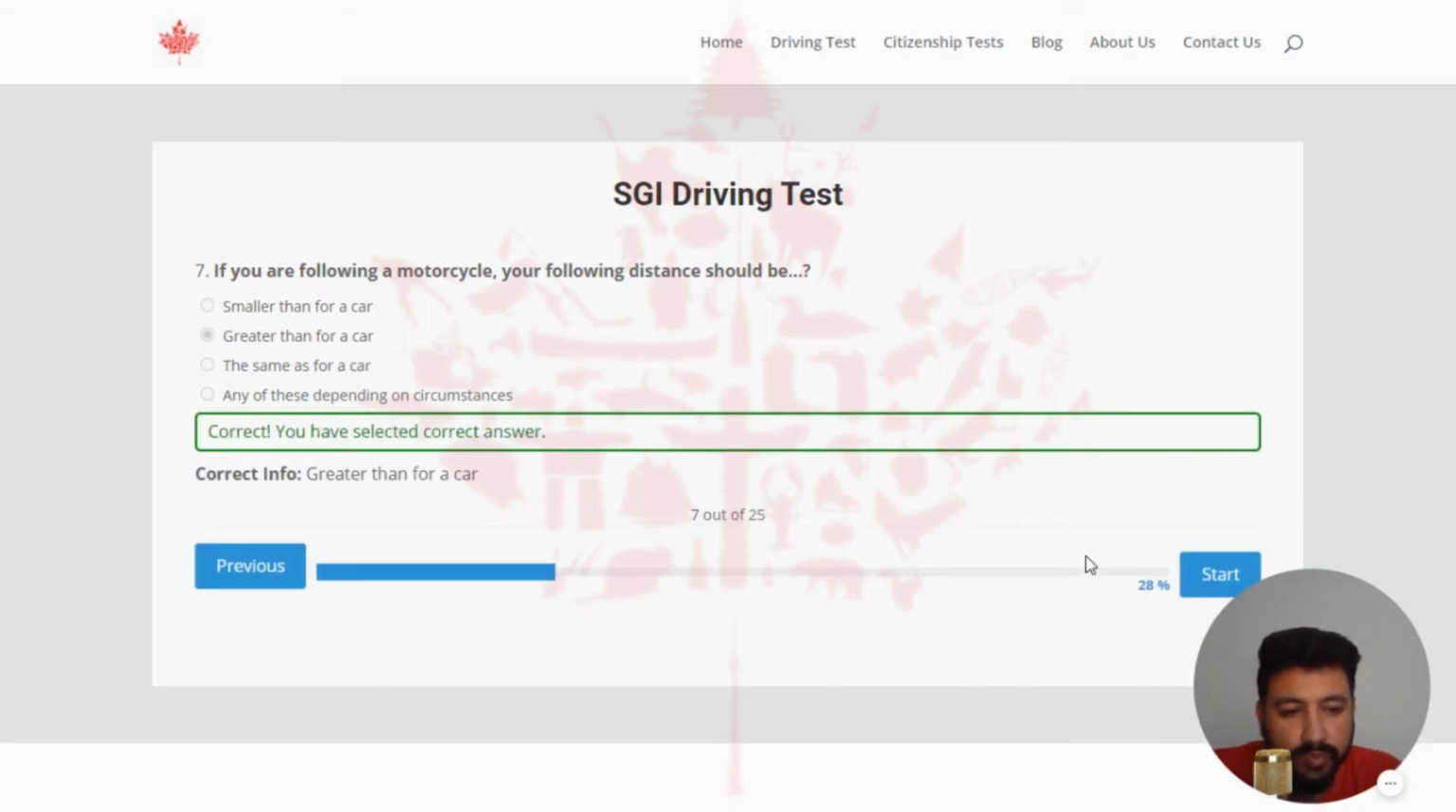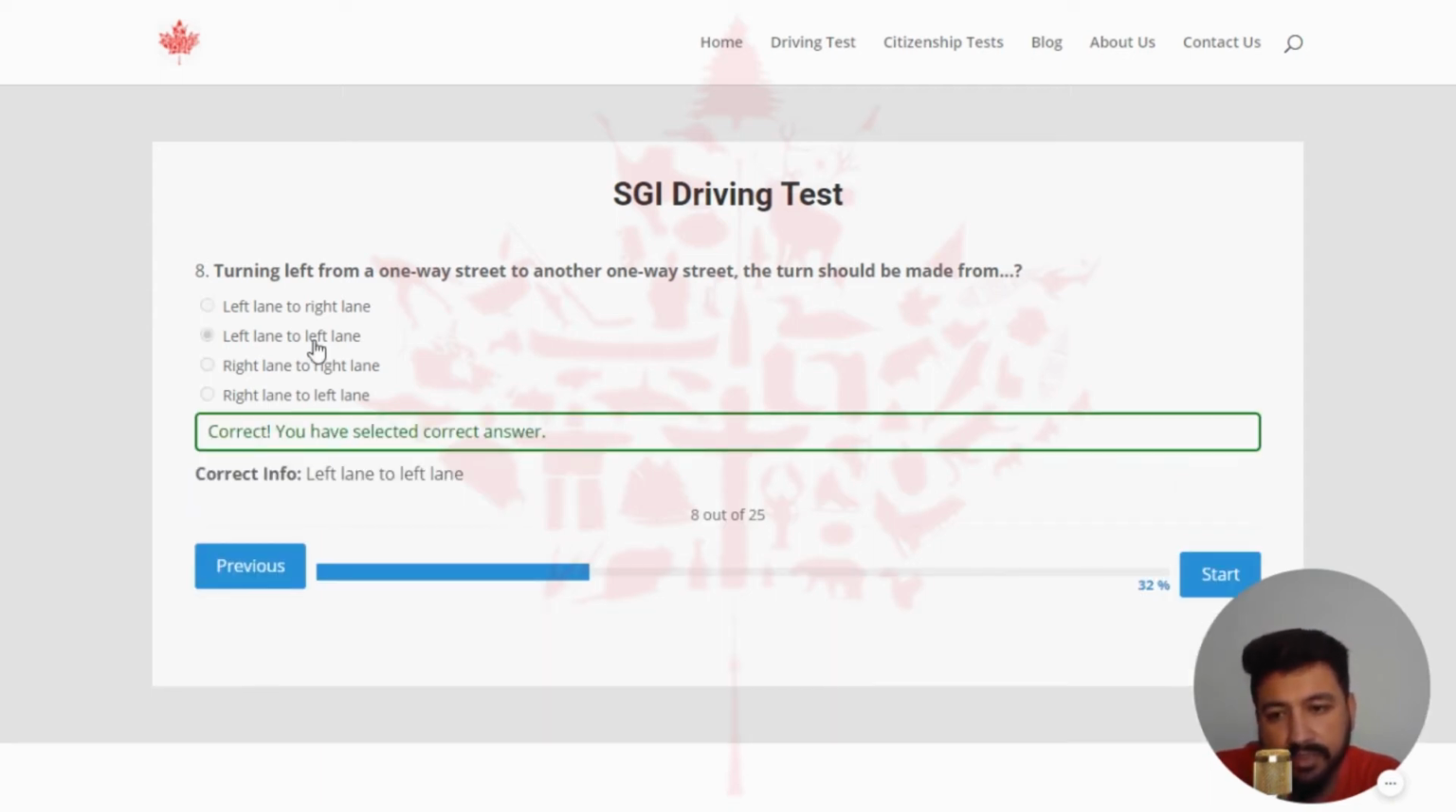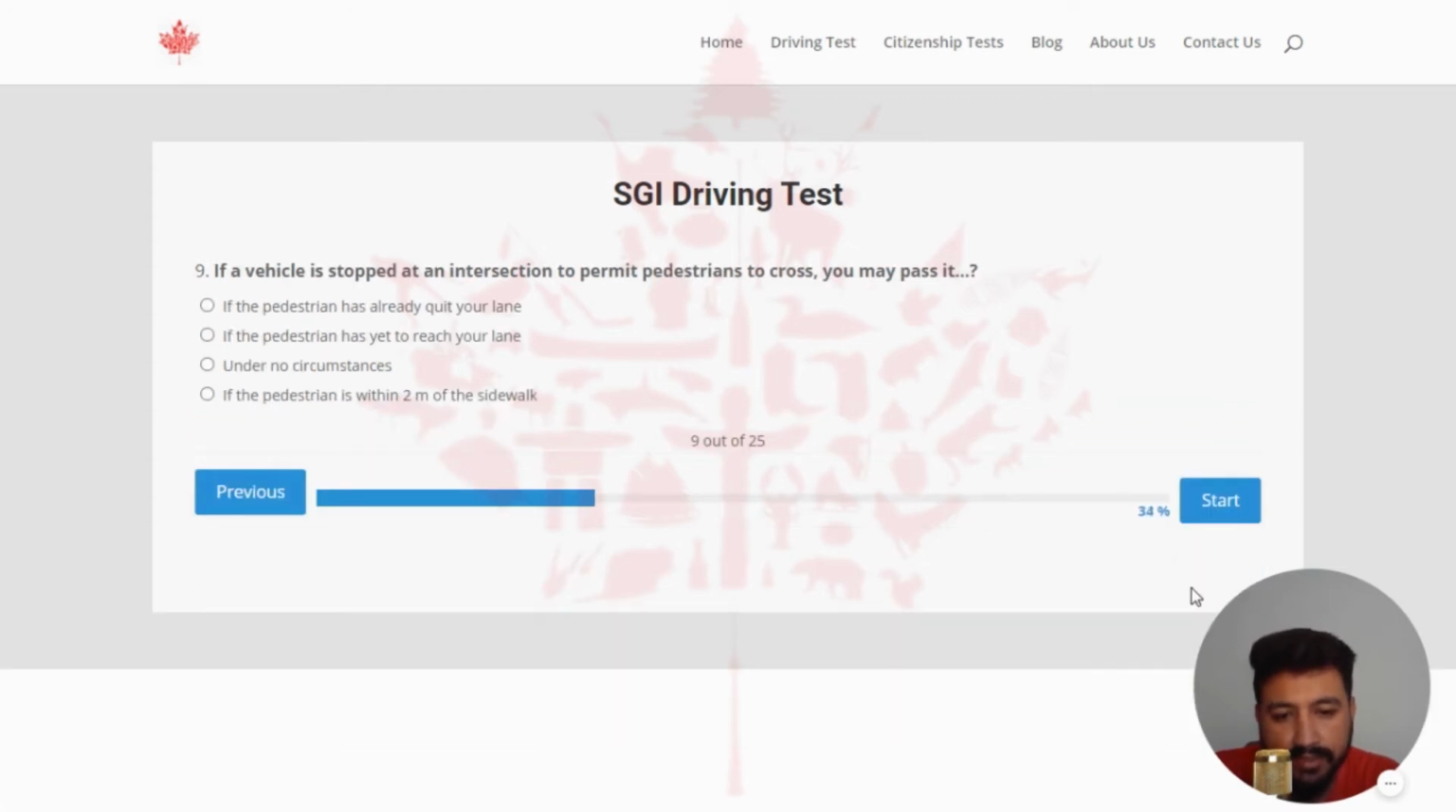Now let's move to the question number 8 of quiz number 2. Turning left from a one-way street to another one-way street, the turn should be made from. The right answer is left lane to left lane. So I'm going to select the left lane to the left lane, which is the second one. This is the correct one. And next, if a vehicle is stopped at an intersection to permit pedestrian to cross, you may pass it.